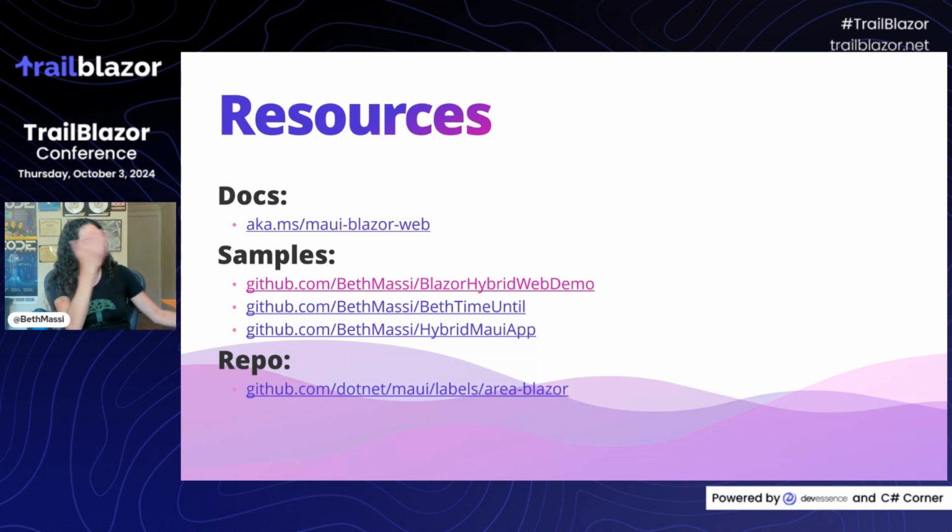All right, so docs, aka.ms, MAUI Blazor Web. In samples, this Blazor Hybrid web demo shows the example of the per page component that I showed you. And then the hybrid MAUI app was the hybrid WebView. So if you're interested, the repository that we are looking at is MAUI, and then we have area Blazor. We go through and triage those issues. So if you have an issue with Blazor Hybrid, please go to the MAUI repository and please let us know.